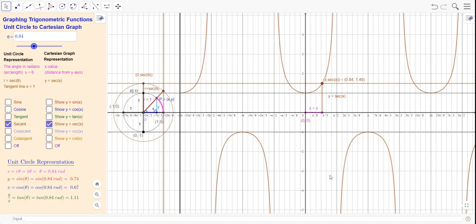So you have these connected pieces, and then they have disconnects at every odd multiple of pi over 2, pi over 2 plus n pi, where n is an integer, and that gives you your vertical asymptotes. Notice that the range goes from 1 up and from negative 1 down, but there's a blank spot between 1 and negative 1 for the y values.